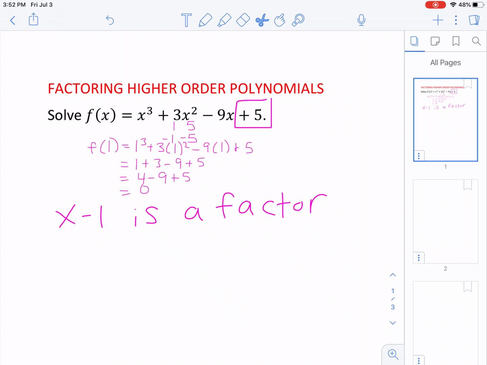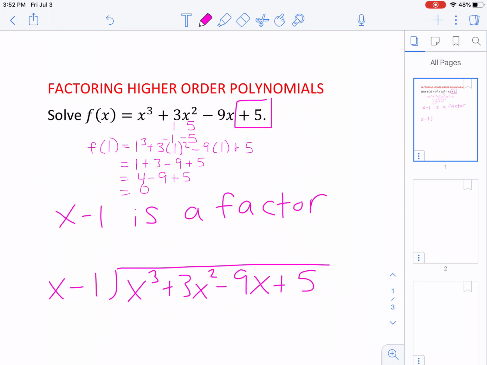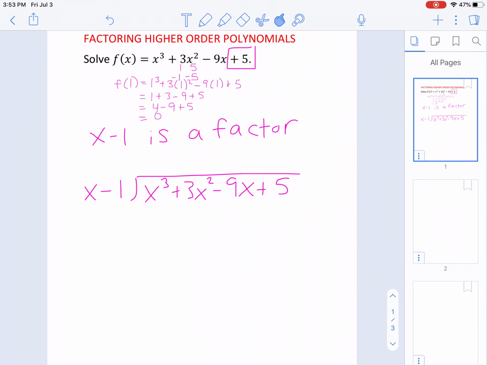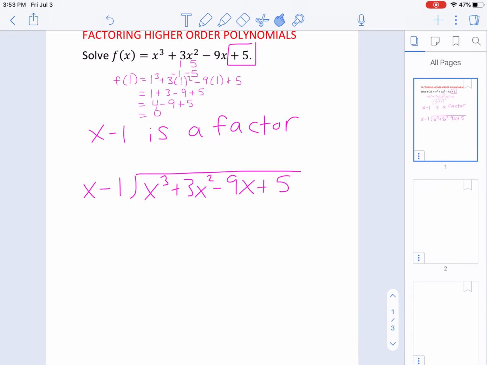the next thing I want to do is look at using polynomial long division to divide x cubed plus 3x squared minus 9x plus 5 by its factor x minus 1. And again, if you're using synthetic division, as long as you're showing your work with that, that's perfectly fine. But I just use long division to divide. So I'm going to divide x minus 1 into x cubed plus 3x squared minus 9x plus 5.